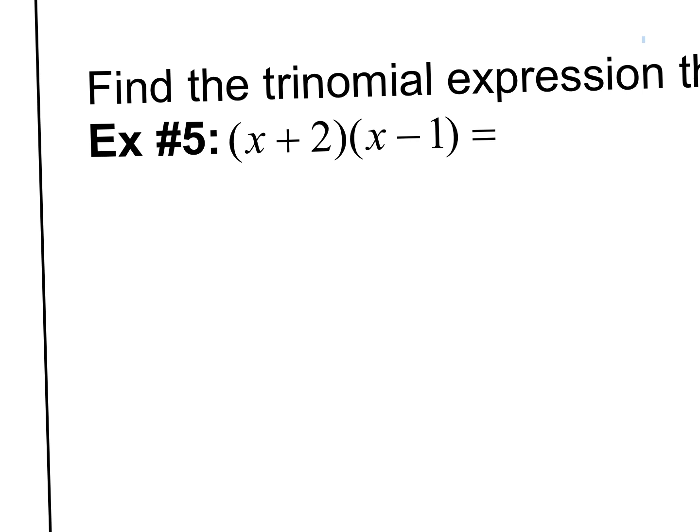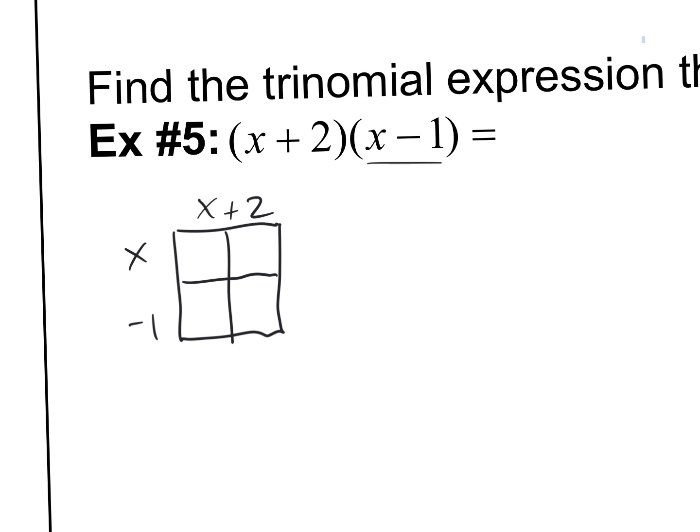And so here's what I say to do with the box method. I say you put one of them on top. It doesn't matter which one goes on top. And one on the side. So see how I put x minus 1 over here on the side. And you just multiply each thing. So x times x, that's x squared. x times 2, that's 2x. -1 times x, that's -1x, or we could just write -x. And -1 times 2, that's -2.